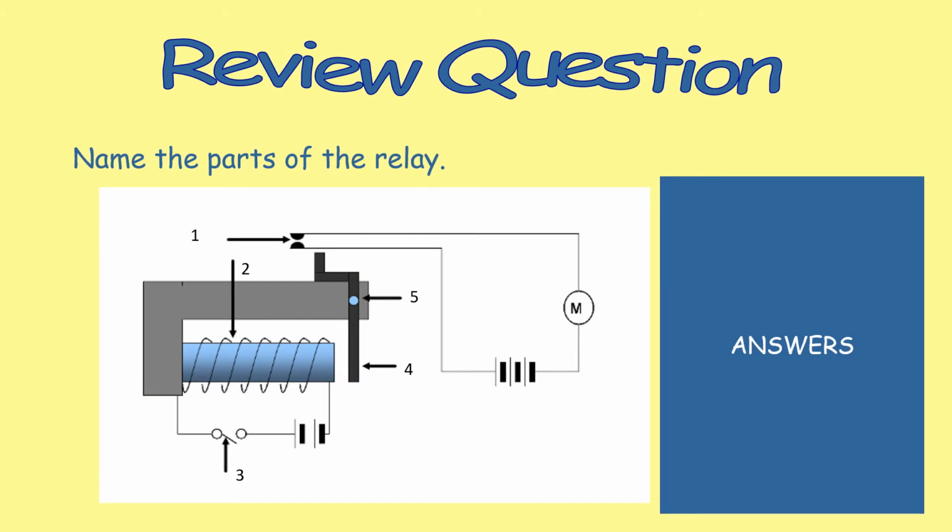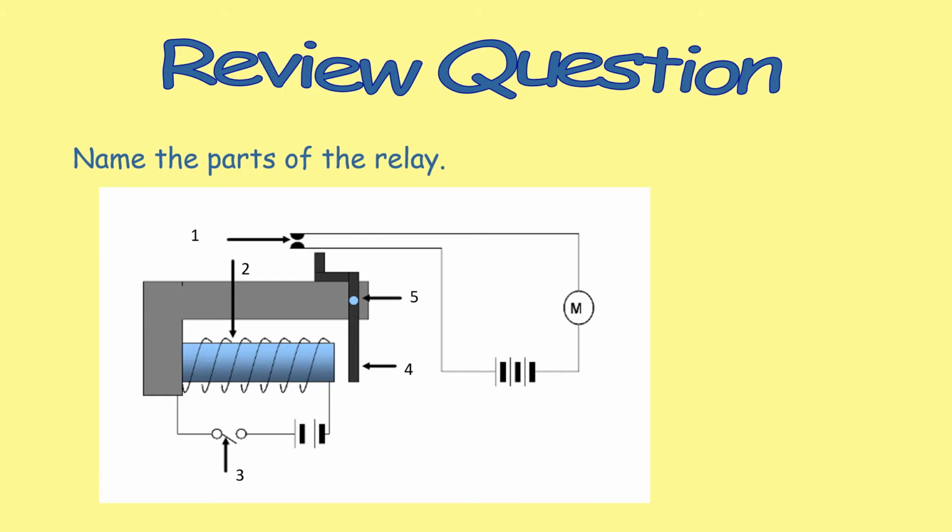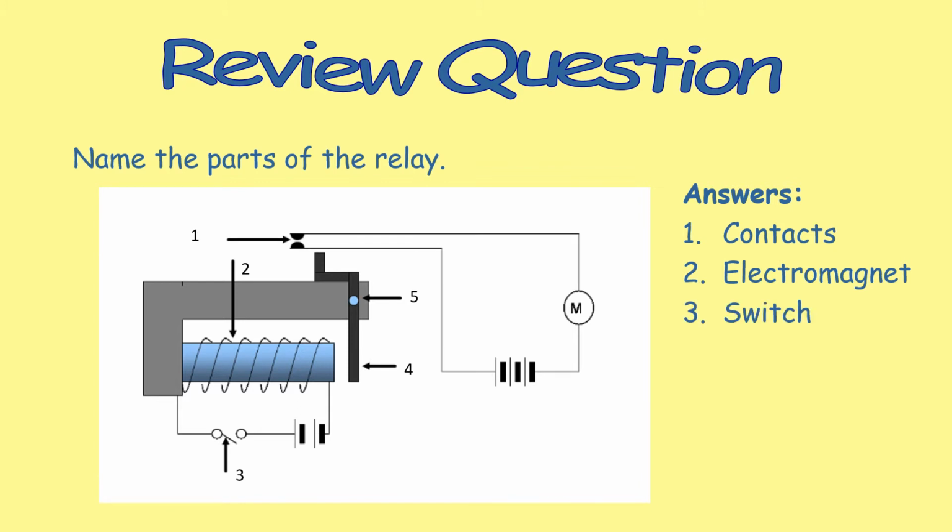Now try naming the parts of the relay. Pause here to give yourself some time. Let's go through the answers. 1 is contacts, 2 is the electromagnet, 3 is the switch, 4 is the armature, and 5 is the pivot.